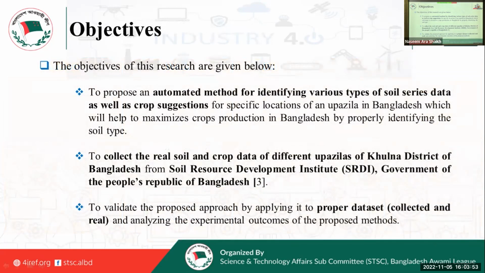This is the actual objective of our method. At first, we propose an automated method for identifying various types of soil series data, and then we recommend some crop production and fertilizer recommendation. Then we built an Android-based application for soil classification and crop recommendation system. In this case, we collected some data in the Khulna region of Bangladesh, and for this, we were supported by the Soil Resource Development Institute, and this is the government farm for the soil research center.